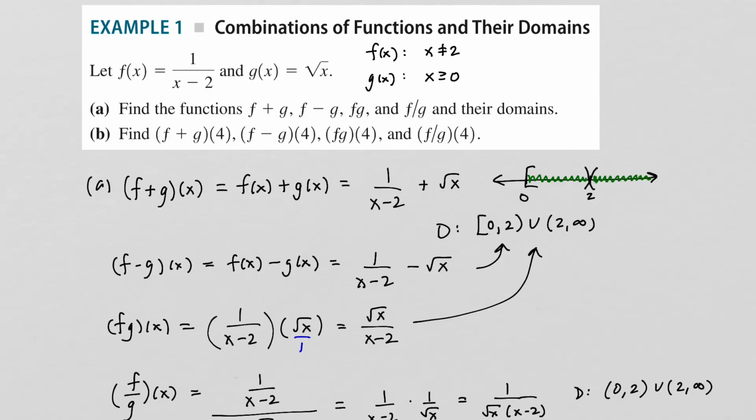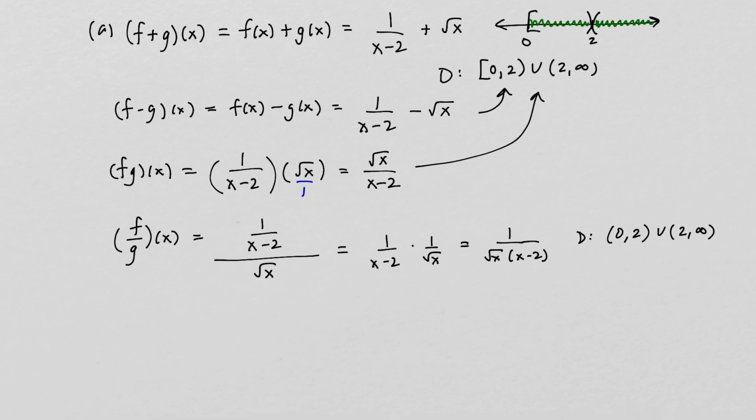Now for part B, it's asking us to plug the number 4 into the sum function, the difference function, the product function, and the quotient function. So since we've already done the work of finding these functions, to do part B, all we have to do is plug in the number 4. So if I want to do f plus g of 4, all I need to do is go to f plus g of x, which is this function right here, and then we just plug the number 4 in there. So this would be 1 over 4 minus 2 plus the square root of 4. This is 1/2 plus 2, which is 5/2.